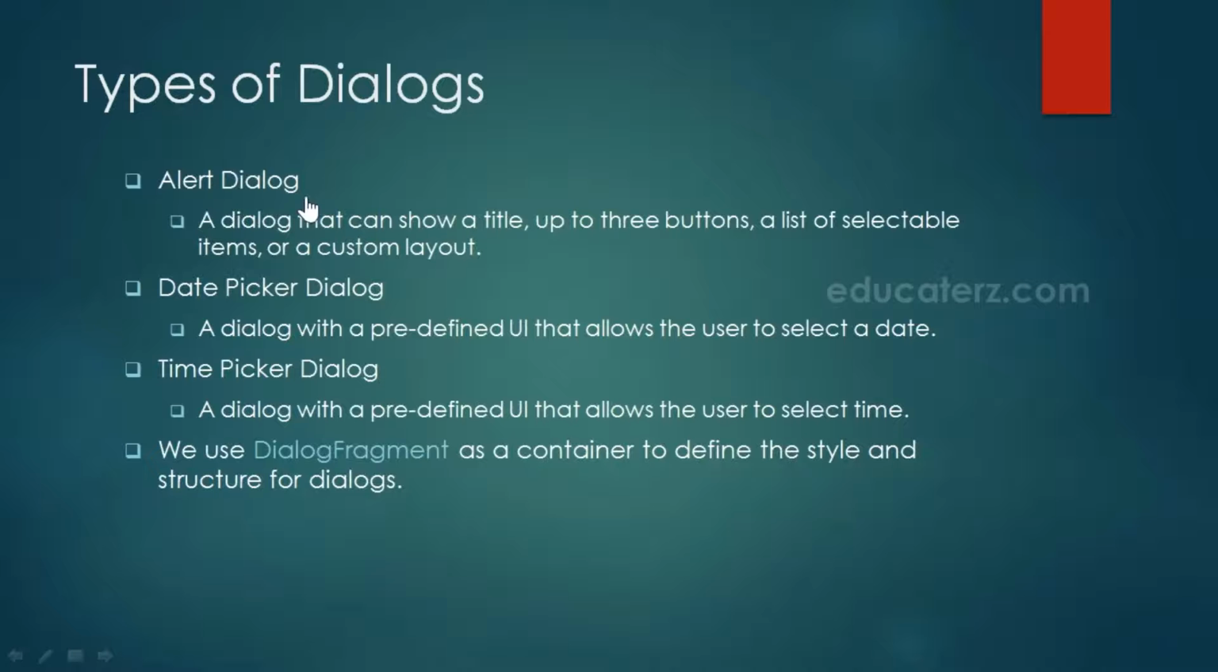An alert dialog is a dialog that can show a title, up to three buttons, and a list of selectable items or your custom layout. Sometimes when you click on something, it is going to show a title. Or when you hang up your phone call on your prepaid network, you get a message showing the remaining balance and some information to the user, and you click the OK button.